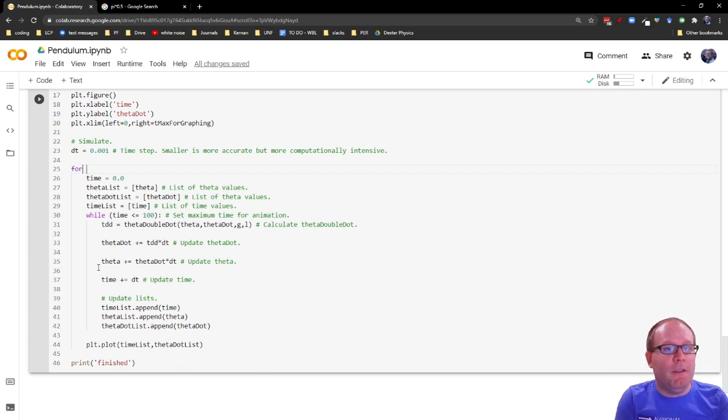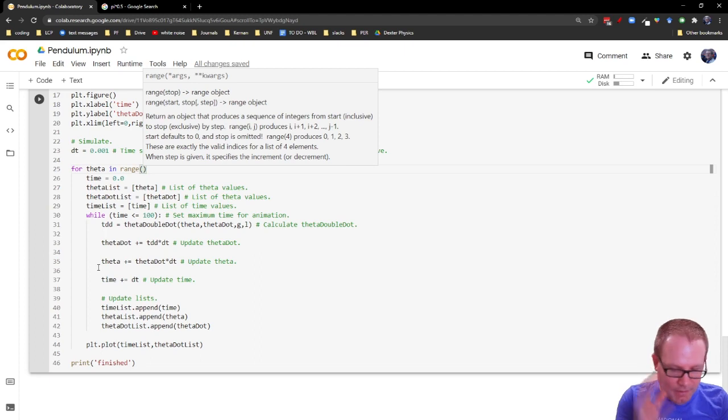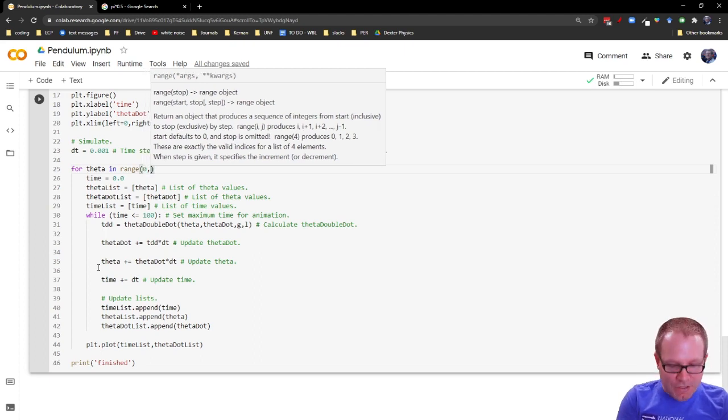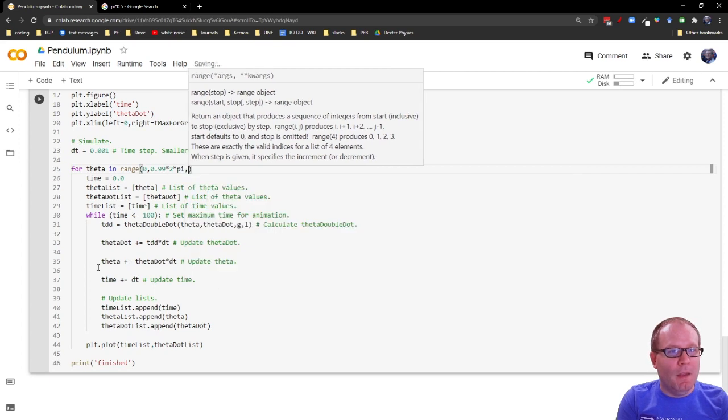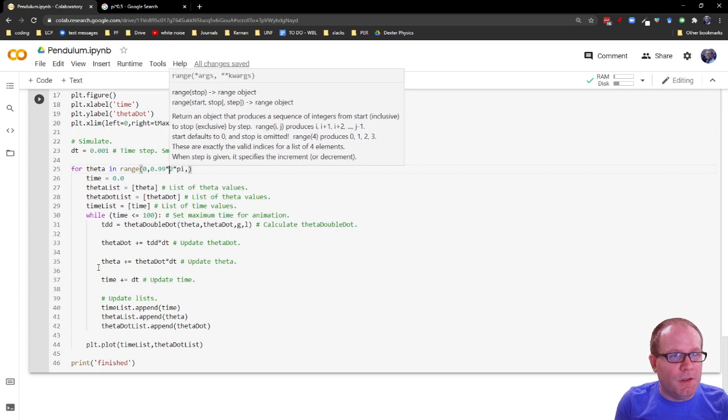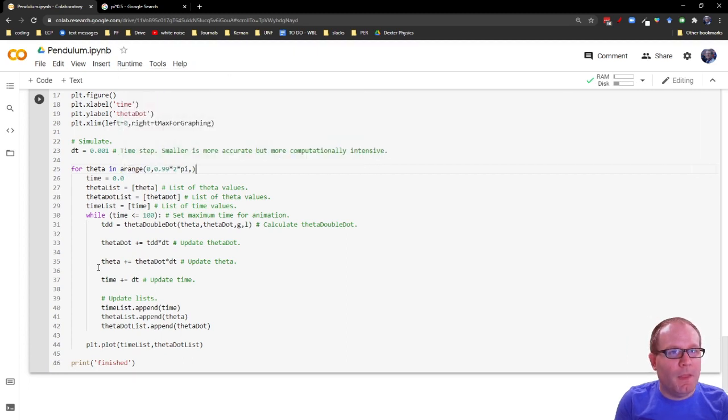So let's try for theta in range. And let's start all the way at 0, go all the way to 99% of 2 pi, and go in steps of, oh, this will need to be a range, excuse me. And let's go in steps of, let's see, that's going from 0 to 6. Let's go in steps of, let's start with a half. Let's just start with going up in half a radian.